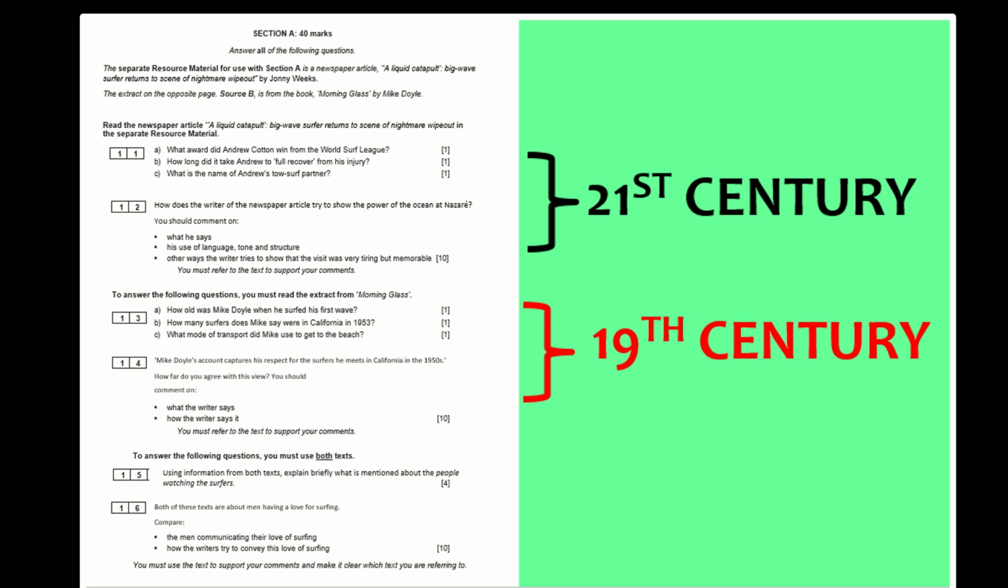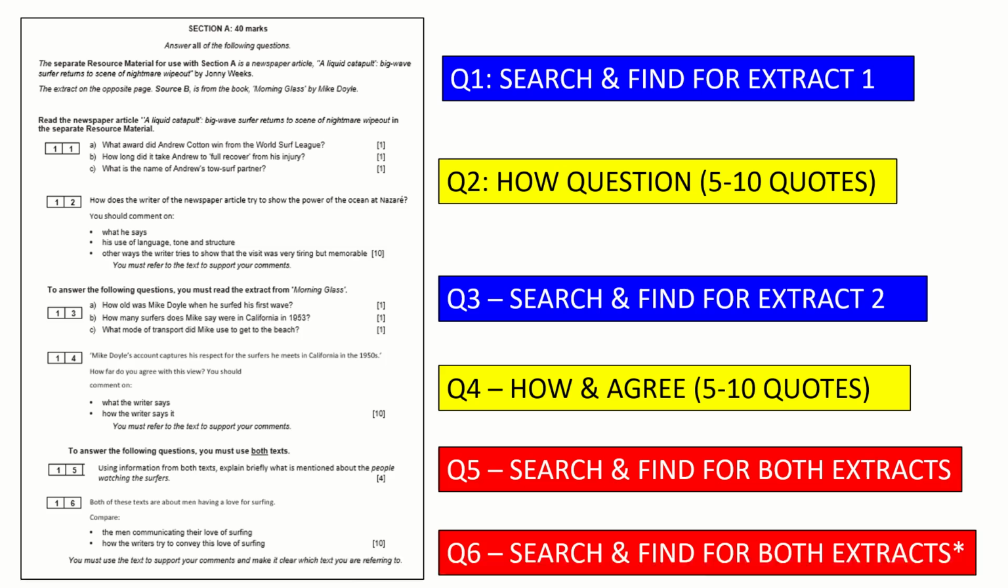And 6 questions. Questions 1 and 2 are on the modern, 3 and 4 on the older one, 5 and 6 on both. And I would say the exam's cut into two kinds of questions, really. So you've got search and find questions. 1 and 3 are just easy search and find. 5 and 6 search and find. But for both extracts, question 6, if you really go for the high grades, you might want to compare and explain a little bit. And what I will also do for questions 1 and 2 is give you the main mistakes students make, so hopefully you don't fall into the same traps.